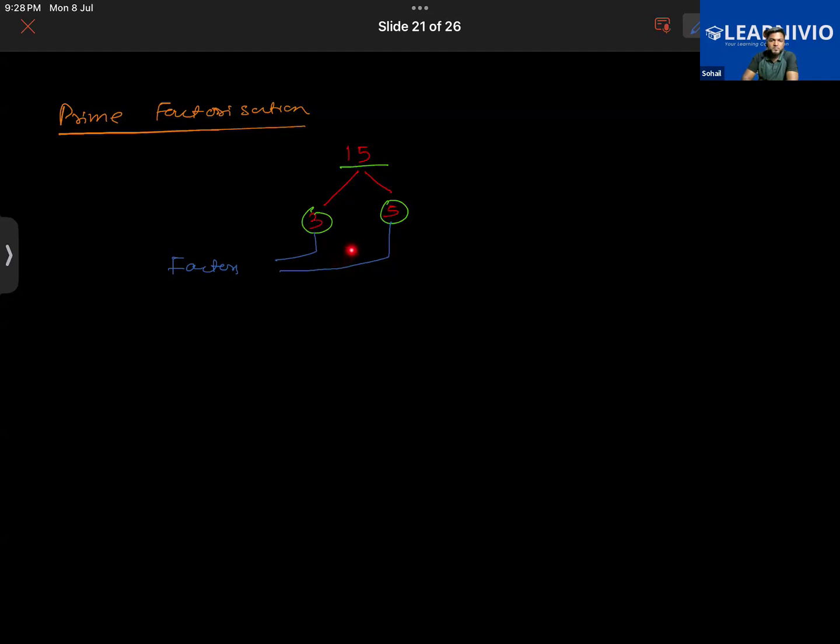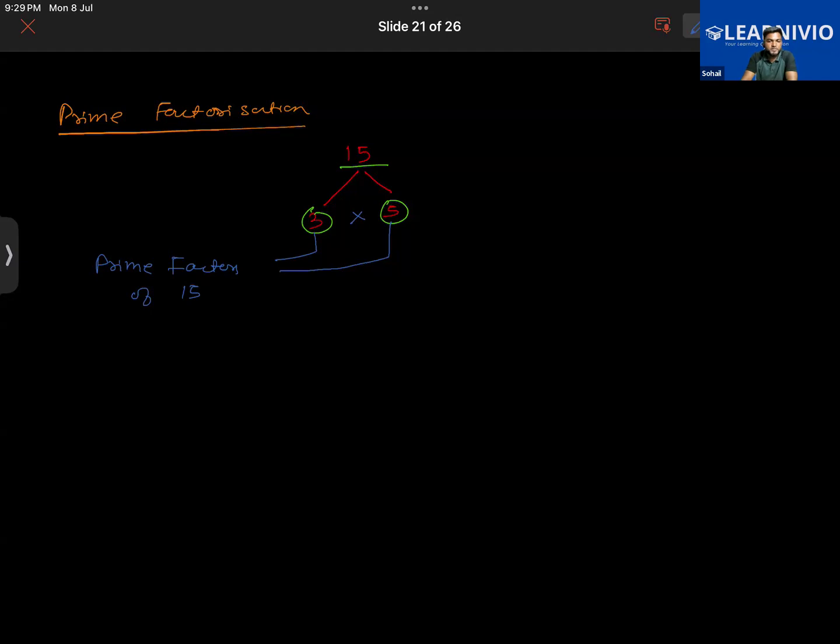That's not the question. My question to you is, you have a number 15. The number 15 can be written as the product of 3 and 5, 3 times 5. Both of them are factors of the number 15, isn't it? Yes. So they are the factors. Are they prime numbers? Yes. So can we call them prime factors of 15? Yes.